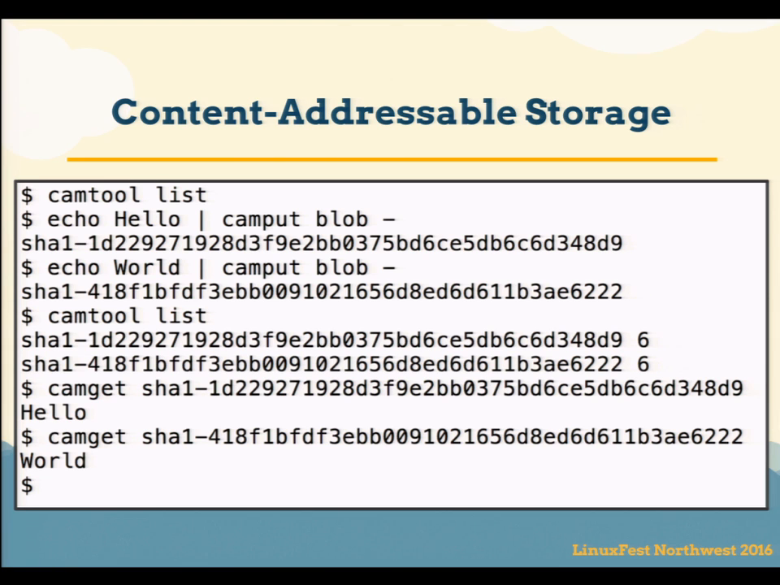It stores content addressable blobs. You can enumerate them. Here you can see that I put in hello and world, and they have 6 bytes each, and then you could get them out. Doesn't know anything about metadata. There's no permissions. Everything's private. There's exactly one ACL. You can get your own stuff. That's it.